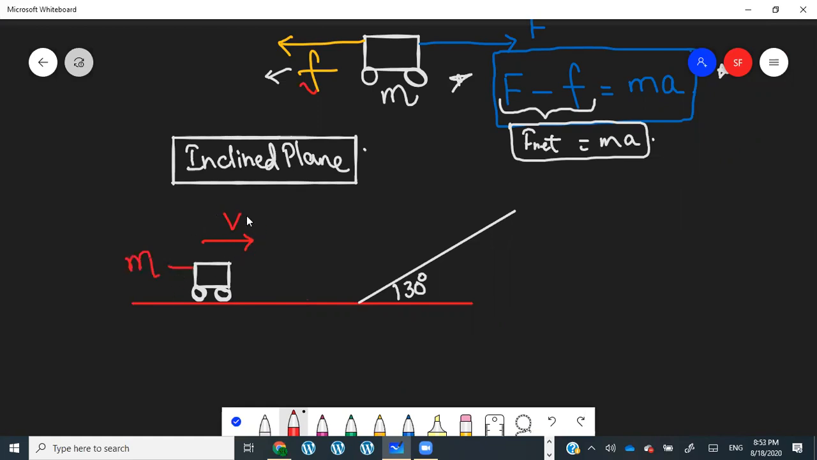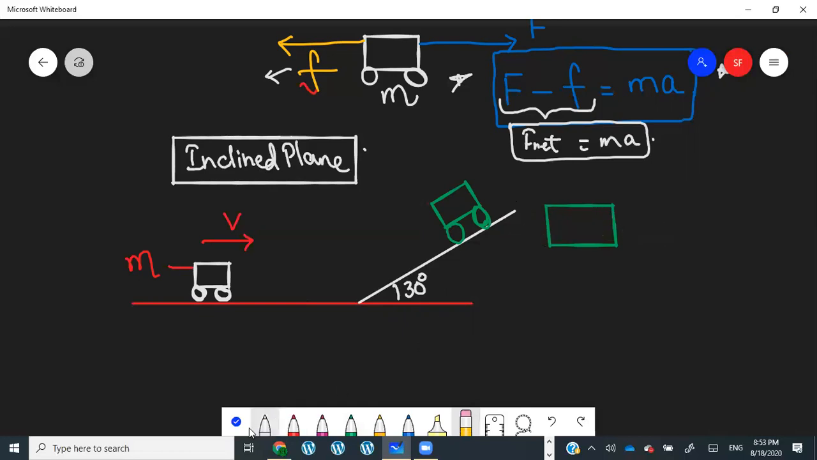The velocity is constant. As soon as this cart reaches this point and it goes up, and after a certain time it comes to rest, assuming that this ramp is frictionless. There is no frictional force acting on this body. Frictional force is 0. Now, can we apply Newton's second law on it?